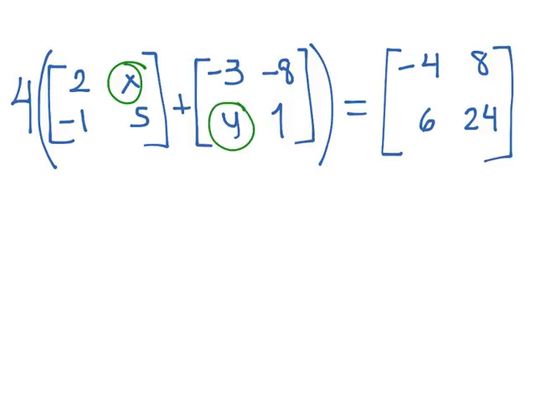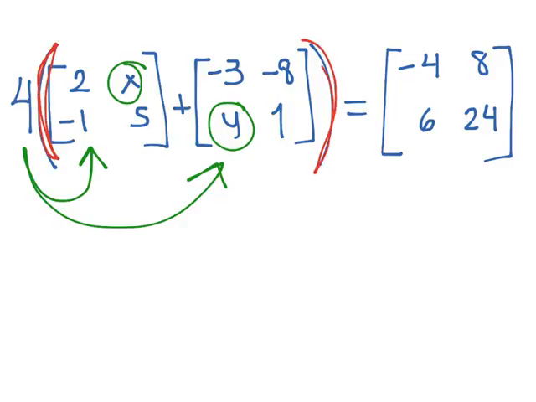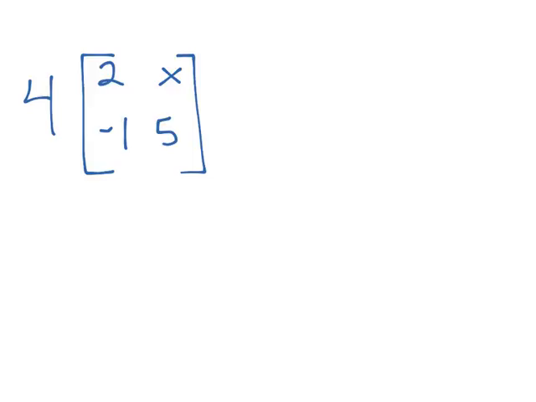So first, we will use the distributive property to multiply each matrix by 4. So you see the parentheses here. This means that the 4 multiplies both matrices, and so we will distribute the 4 and multiply each one of the matrices by that scalar. So let's first multiply the first matrix by 4.